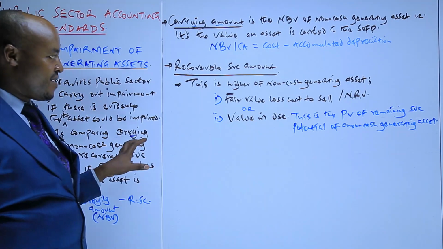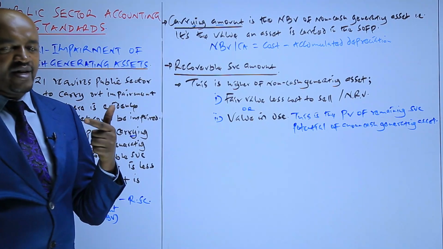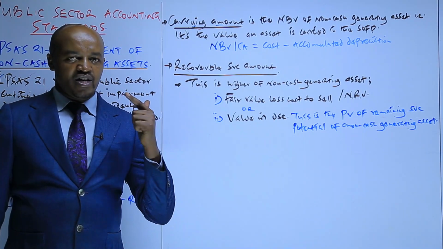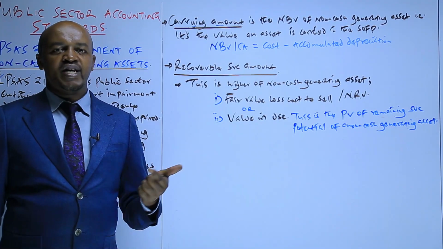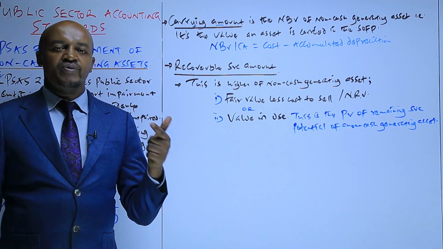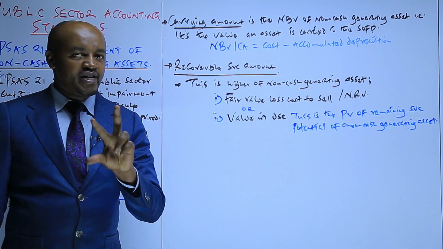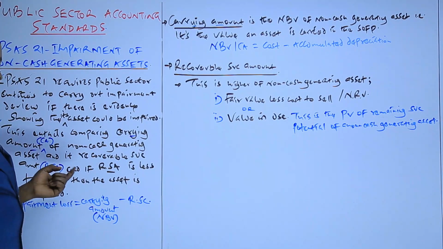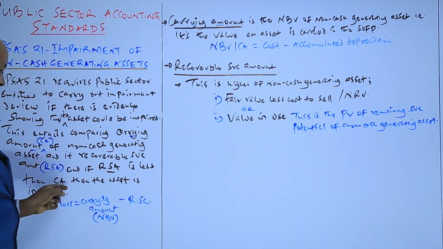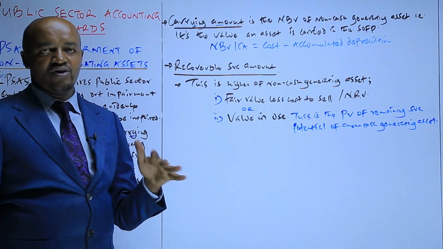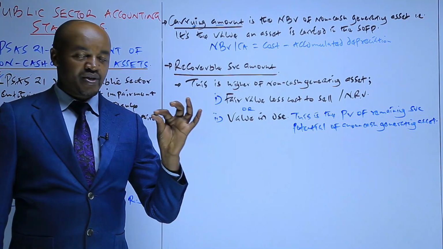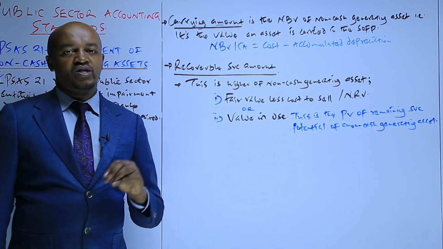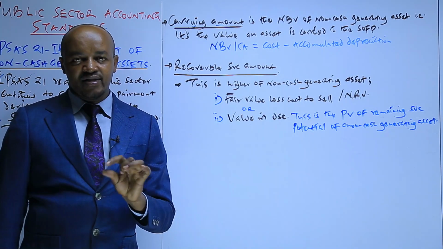So what we have said here is that this particular standard, IPSAS 21, requires any public sector entity at the end of each year to carry out an impairment review if there is some indication or evidence which shows that such an asset could be impaired. This impairment review entails comparing two values: the carrying amount and the recoverable amount. If the recoverable amount is found to be less than the carrying amount, it is obvious that the asset is impaired. What a public sector entity should do is to determine the amount of impairment loss and recognize that impairment loss as an expense in the statement of financial performance.